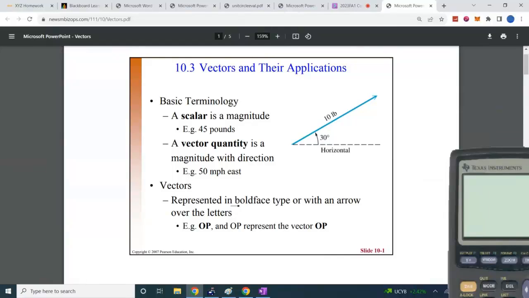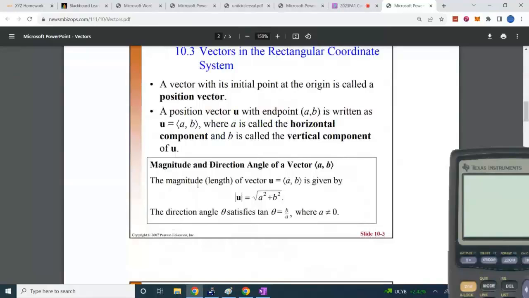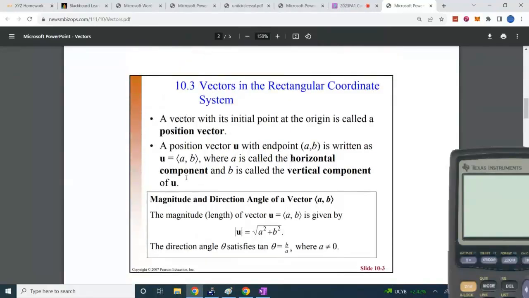So here's an example: 50 miles per hour east. 50 miles per hour is your magnitude, and east is your direction. There's also an example of a vector given with a drawing. The magnitude is 10 pounds and the direction is 30 degrees, right? That's also a vector quantity. Vectors are represented in boldface with an arrow over the letters, but not so much in this textbook. We represent vectors by using the greater than and less than brackets.